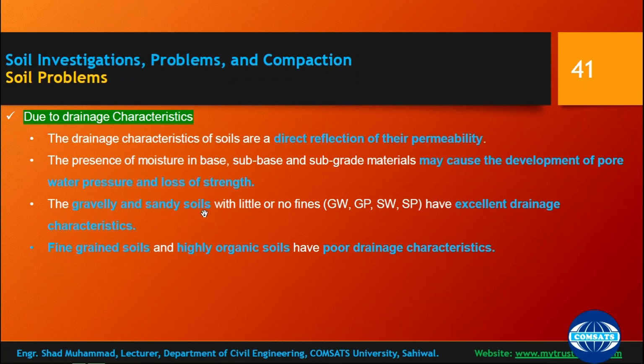The gravelly and sandy soils with little or no fines have excellent drainage characteristics. Gravels and sandy soils, as they are non-cohesive and their particles are coarser, have excellent drainage characteristics. Fine-grained soils and highly organic soils have poor drainage characteristics. So almost all fine soils have poor drainage characteristics because their particles are too small.